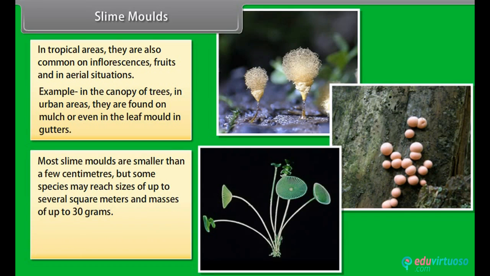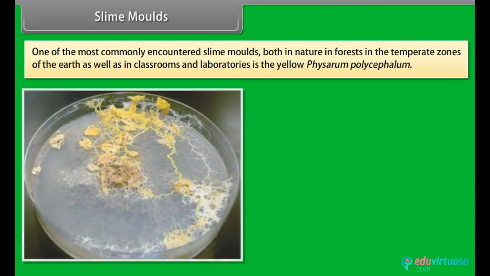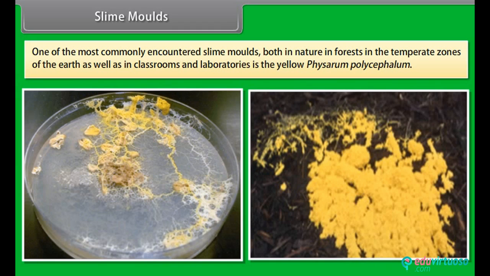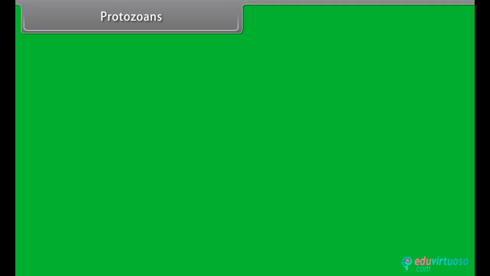Most slime molds are smaller than a few centimeters, but some species may reach sizes of up to several square meters and masses of up to 30 grams. Many have striking colors such as yellow, brown, and white. One of the most commonly encountered slime molds, both in nature, in forests in the temperate zones of the earth, as well as in classrooms and laboratories, is the yellow Physarum polycephalum.